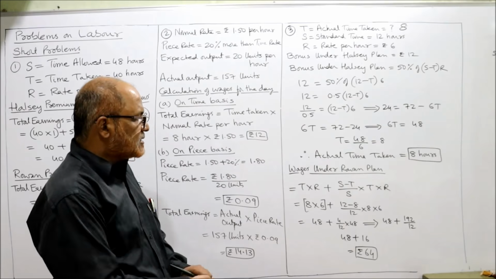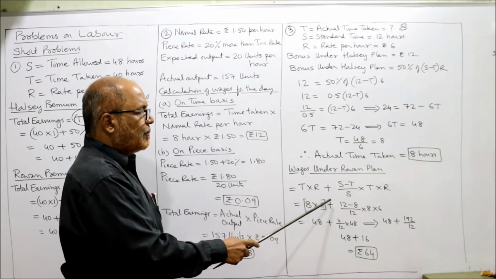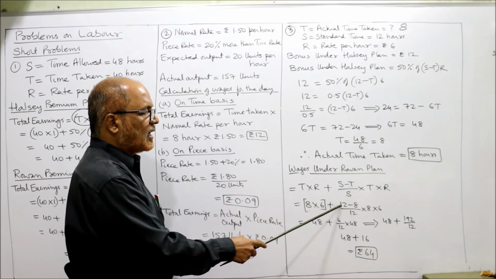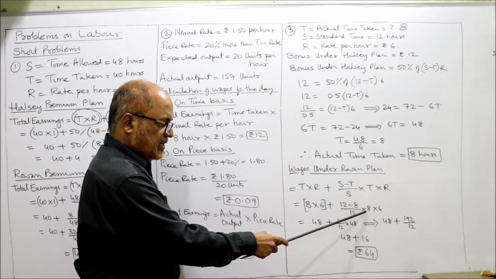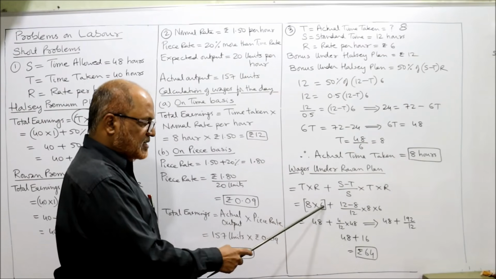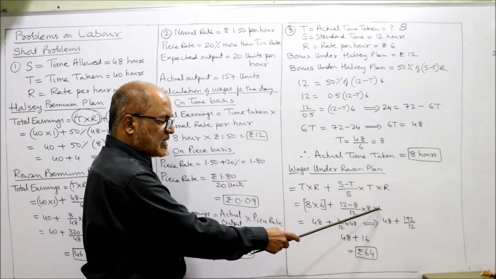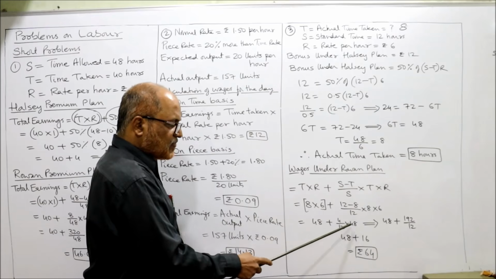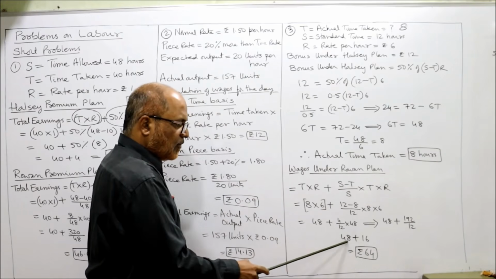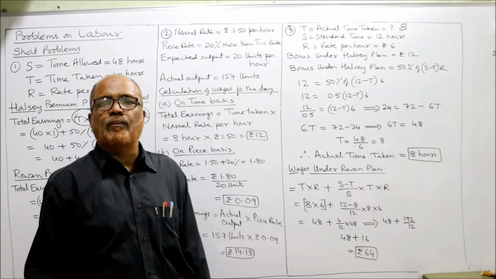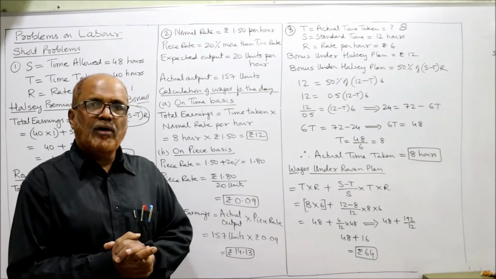T is 8 hours. R, rate per hour, 6 rupees. It is given in the problem. Plus S minus T, standard time is 12 hours, actual time taken is 8 hours, rate is 6 rupees. Now 8 6s are 48 plus 12 minus 8 is 4 by 12. 8 6s are 48. So 48 plus 48 into 4 is 192 divided by 12. 192 by 12, 16. So 48 plus 16, you will get 64. So 64 rupees are the total wages according to Rowan plan.